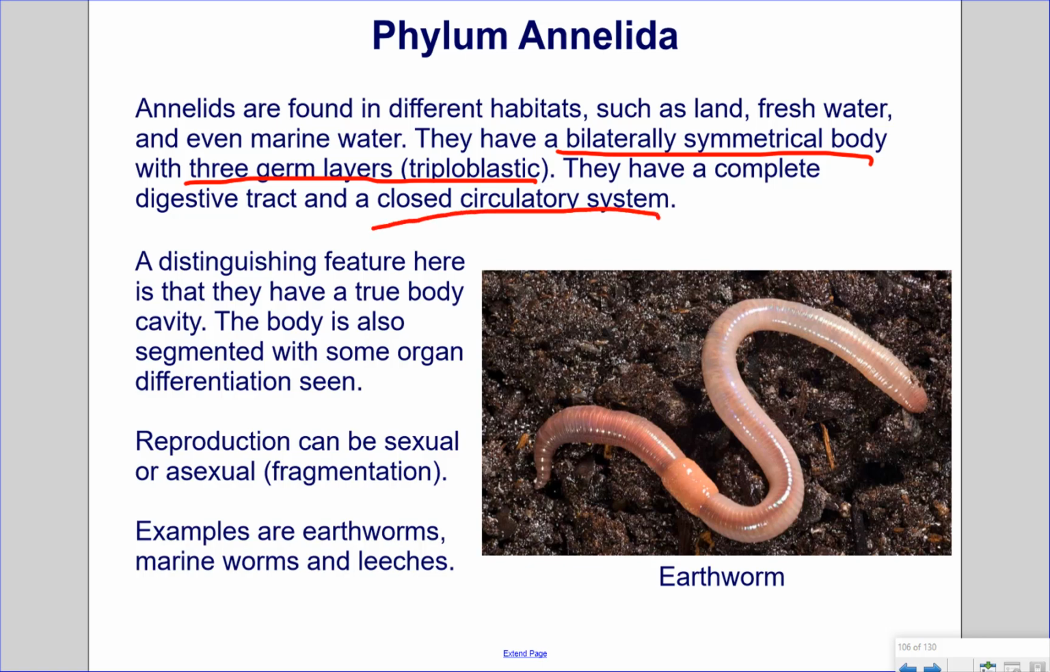A distinguishing feature here is that they have a true body cavity. The body is also segmented, with some organ differentiation seen. Reproduction can be sexual or asexual. When they reproduce asexually, they do so by fragmentation. Examples are earthworms, marine worms, and leeches.